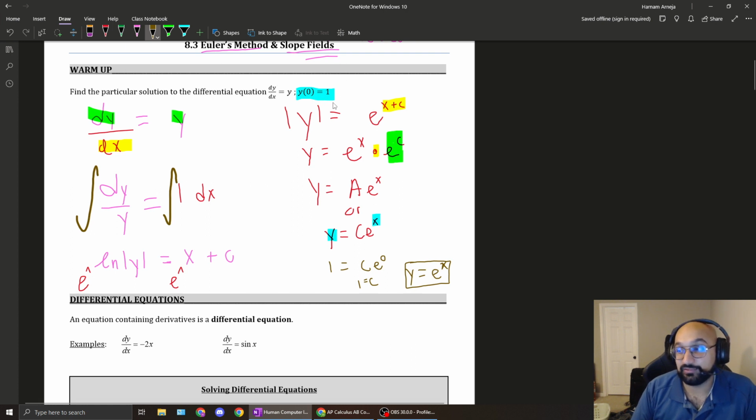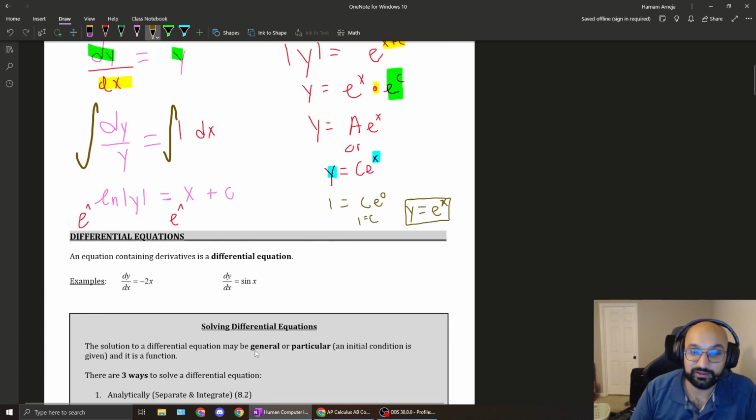It's kind of like the opposite of implicit differentiation. If you remember how you did implicit differentiation, you took a derivative and you tried to isolate y prime. Okay, so that's like this warm-up question. We're going to use it later on.